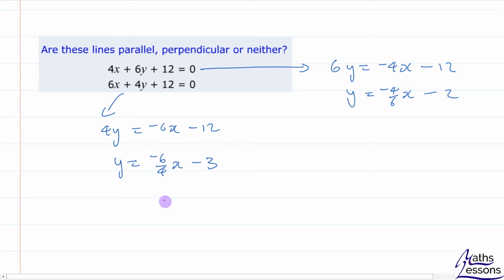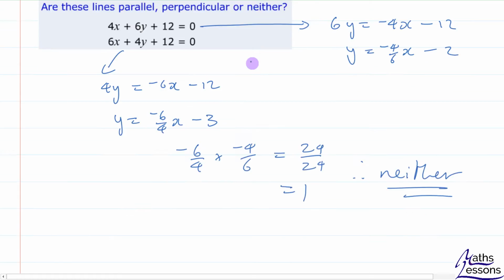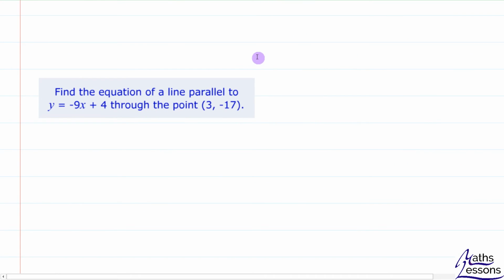Well, what about perpendicular? So let's do minus 6 over 4 times minus 4 over 6. You can see we get minus times a minus, a plus, 24 over 24, which equals 1. So therefore, they are neither parallel nor perpendicular, because this is not minus 1, which is what we need it to be for them to be perpendicular lines.